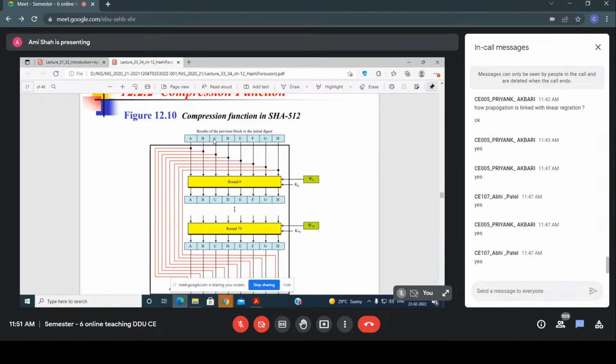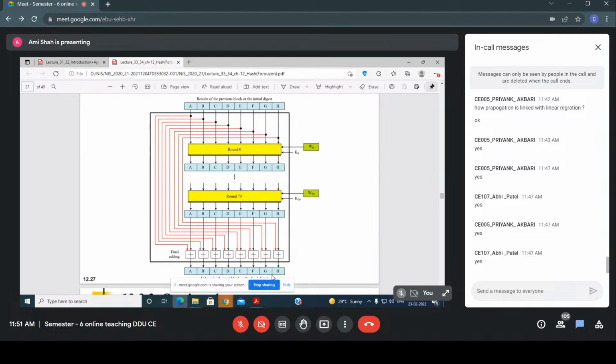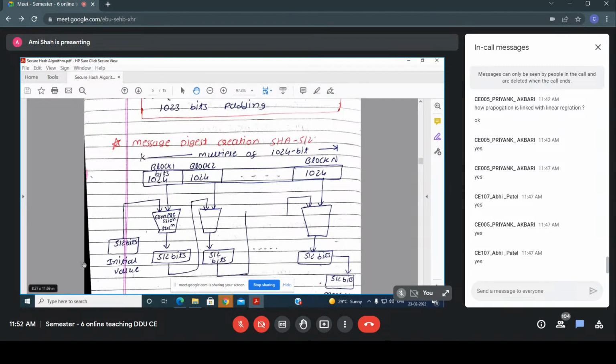After round 0 you get some digest, then similarly round 1, round 2, 3 and so on, up to round 79. At the end of round 79 you get a digest of 512 bits. Now once you get this digest after round 79, we have the initial digest of 512 bits, and after round 79 I am getting this digest.